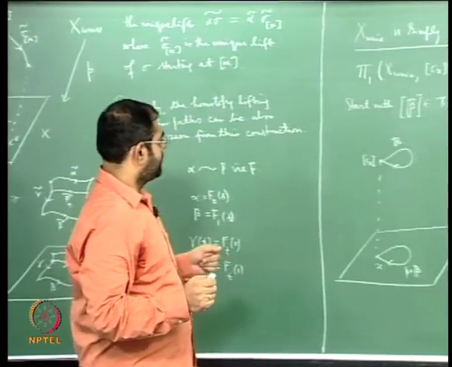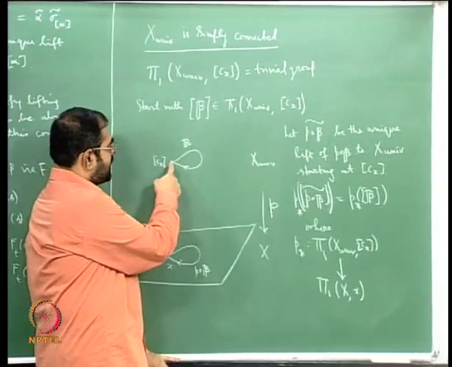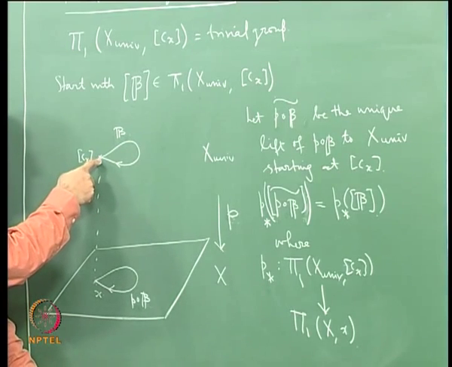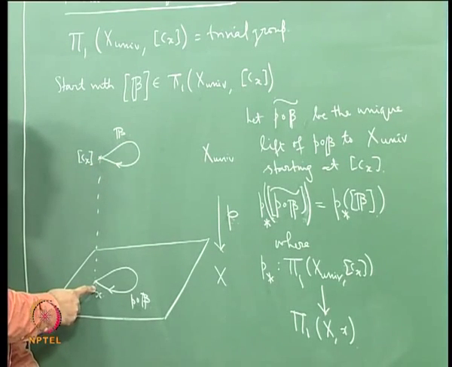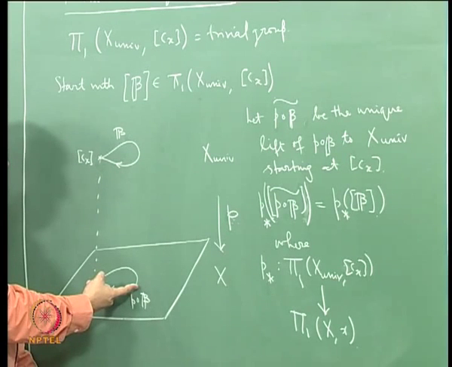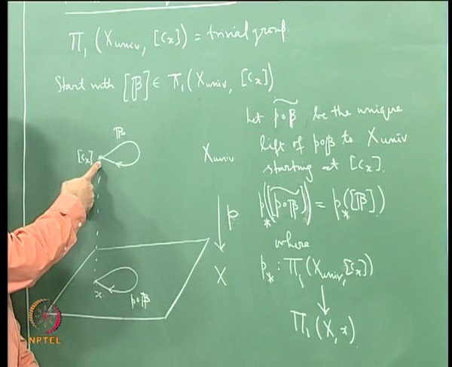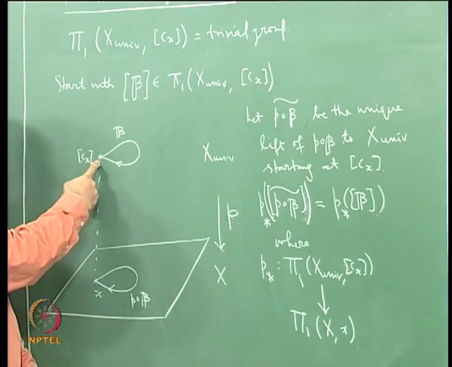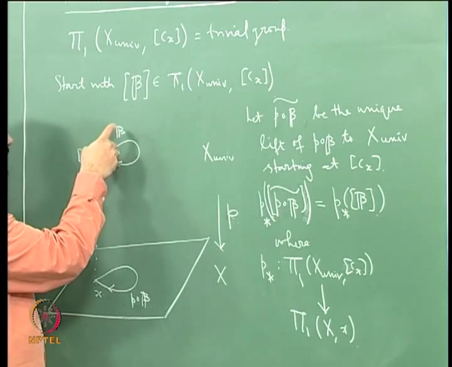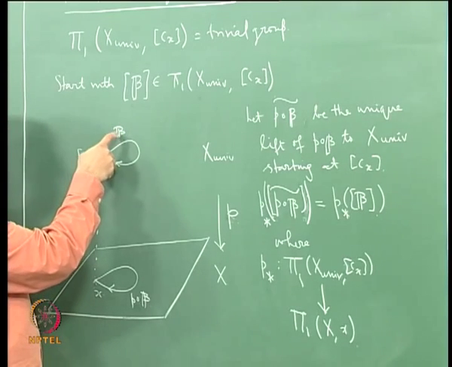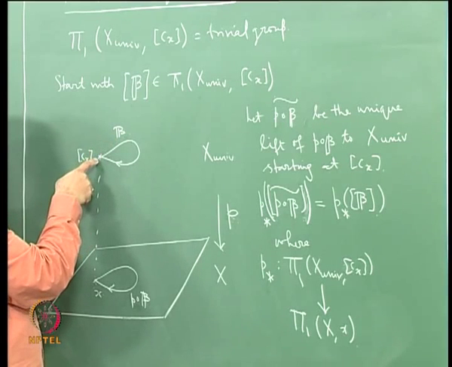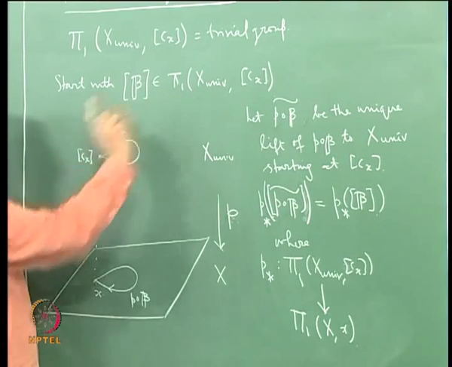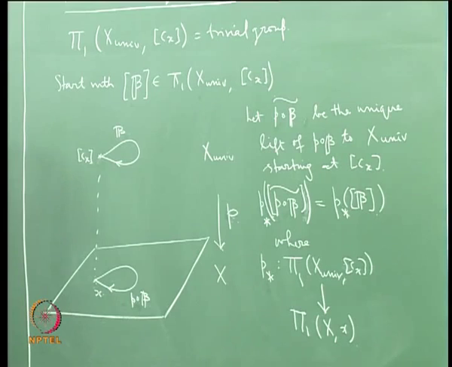So again let me repeat what is happening. I will start with a loop based at Cx, I push it down, and then if I take the unique lift of this again to Cx, by the unique lifting property I am going to just get back this. And if I take the endpoints, that is going to tell me that the homotopy type of beta is the same as the homotopy type of the constant map at this point, and therefore the fundamental group is trivial. That is the whole point, right.